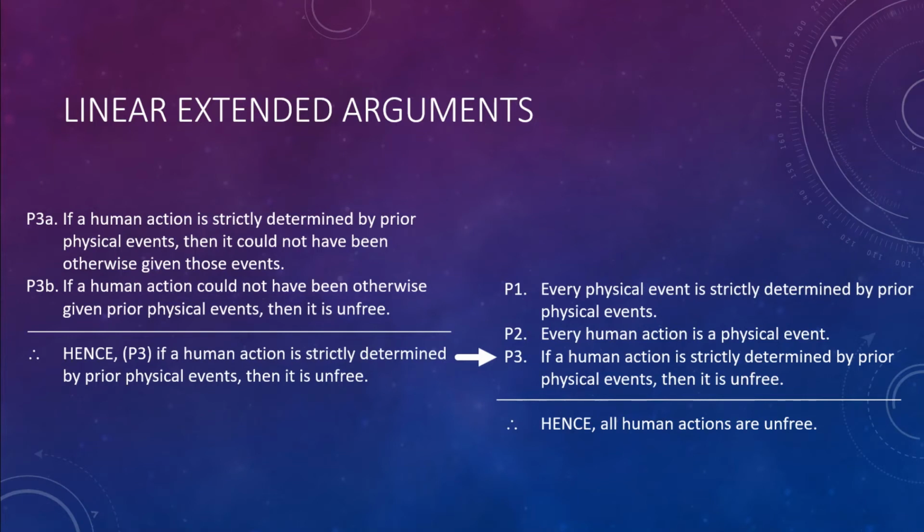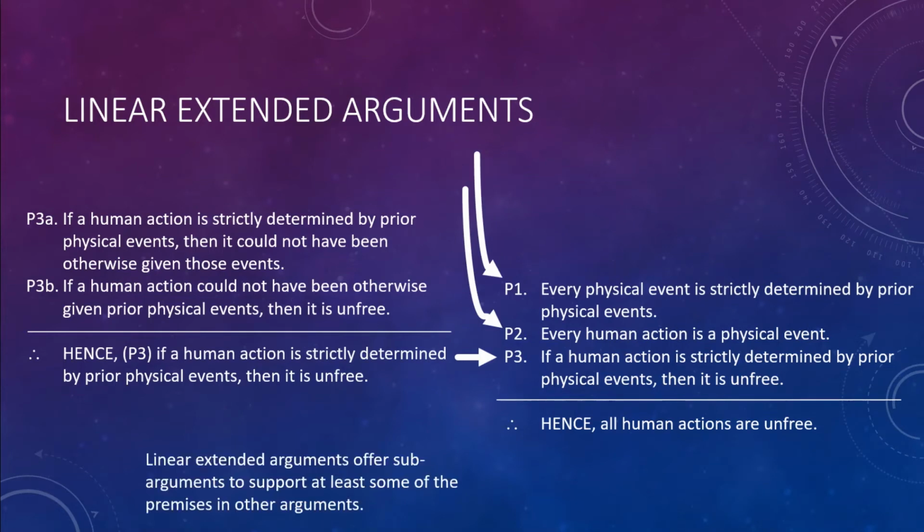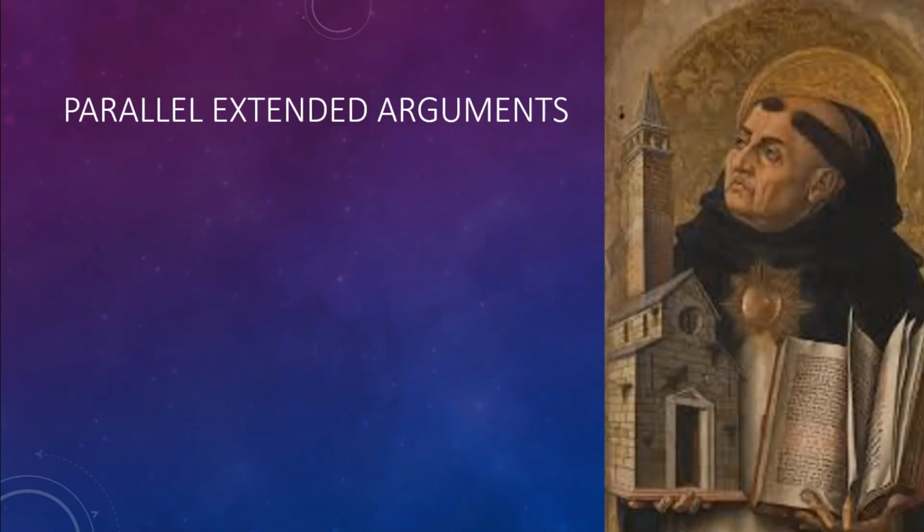Similarly, the author could advance an argument in support of the other 2 premises. In general, linear extended arguments are arguments that offer sub-arguments to support at least some of the premises in other arguments. Let's take a look at parallel extended arguments.